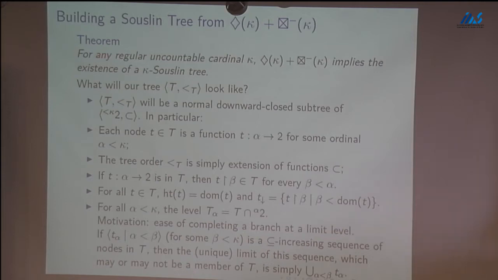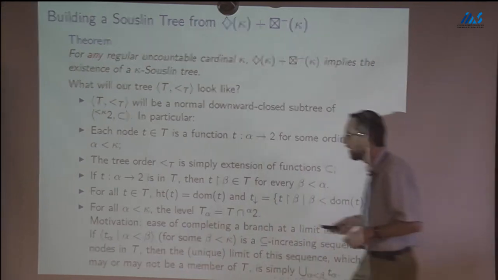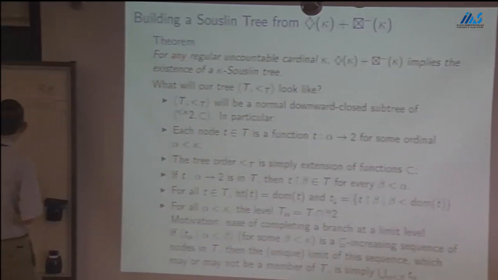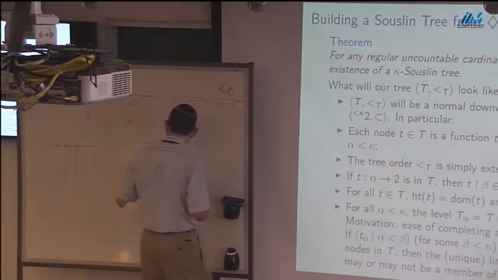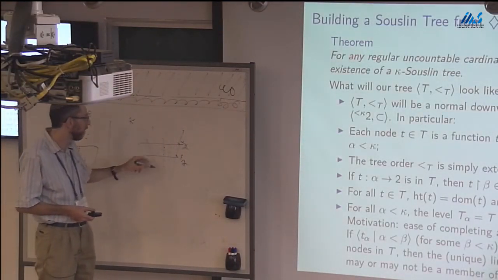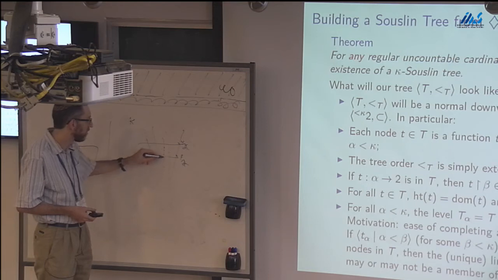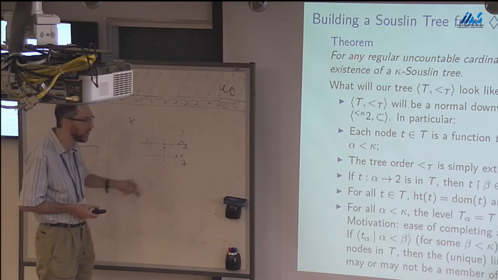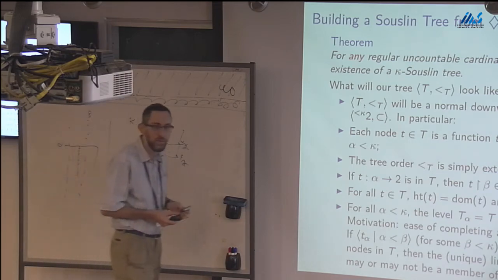One of the advantages of doing this is the ease of completing a branch. Suppose we've built the tree up to alpha and haven't yet built level alpha, so we've got a bunch of nodes here. We want to decide what nodes to put at level alpha. Well, we can talk about a collection of nodes leading up to here and simply take their union, and put that node in the tree if we choose to do so.